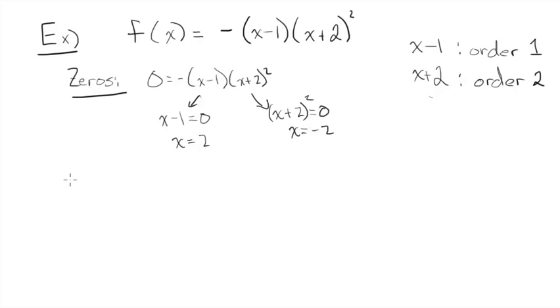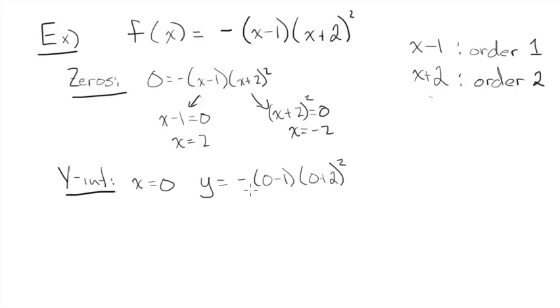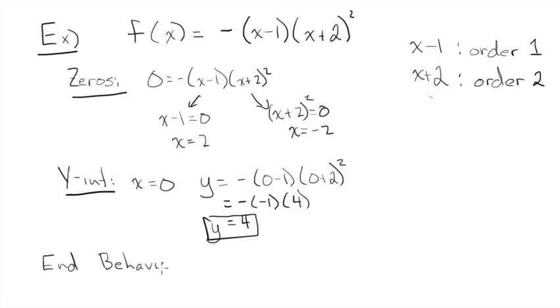Just for the sake of it, we could also find the y-intercept. So there we'll let x equal 0. So y is equal to minus 0 minus 1, 0 plus 2 squared. So we're going to have negative 1 times 4. So our y-intercept is 4. That will help for graphing. Then we could also think about end behavior. So all this is what we need to graph the function.